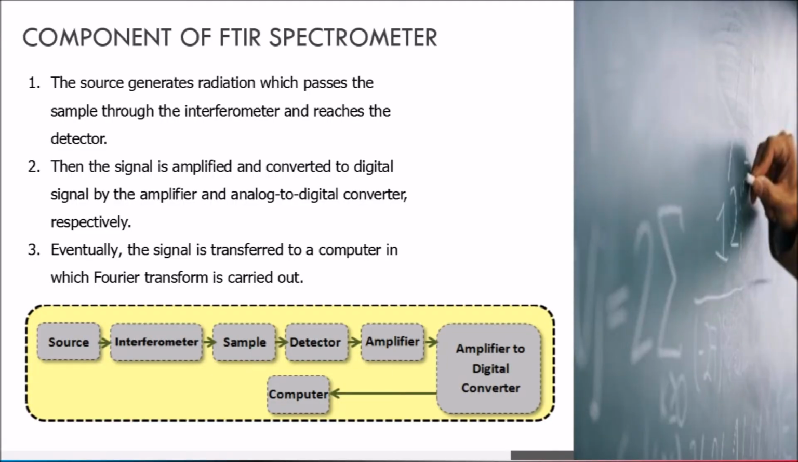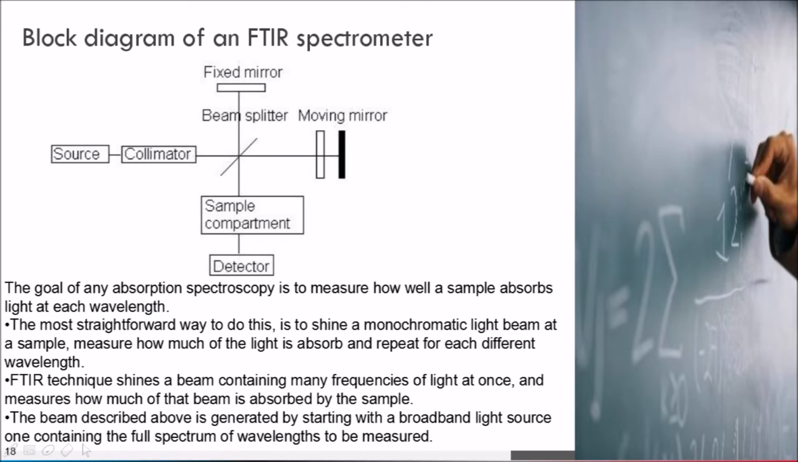The source generates radiation which passes through the sample and the interferometer and reaches the detector. Then, the signal is amplified and converted to a digital signal by the amplifier and the analog to digital converter respectively. Eventually, the signal is transferred to a computer in which Fourier transform is carried out. This is the block diagram of an FTIR spectrometer.